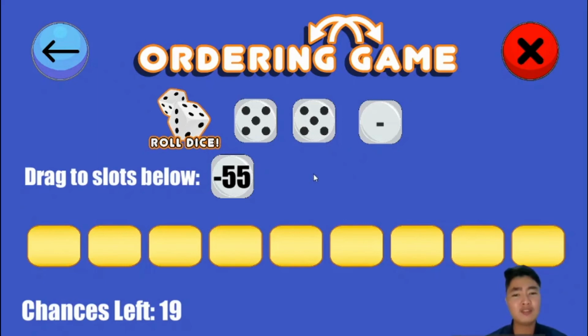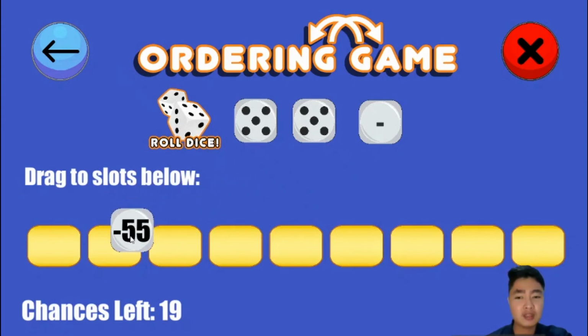Now for this game, you have to take note that since we are using a dice, the highest possible number is positive 66, and the lowest possible number is negative 66. Since we are going to be given random numbers, we have to be careful in placing these numbers on these particular boxes. Since this is quite low, I'm going ahead and placing it near here. So it's negative 55 on the second box. Take note that the first box is the lowest possible integer. Alright, let's try another roll.